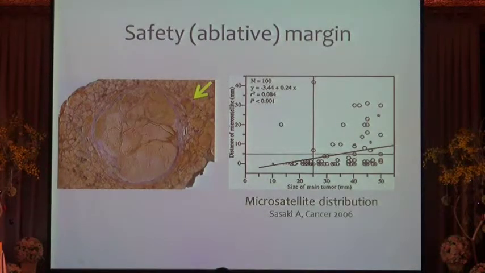But there are some difficulties when we treat HCC by RF ablation. This slide shows the microsatellite distribution around the main tumor. If the tumor size is 3 cm, almost all satellite lesions are within 5 mm from the main tumor. So we have to create an ablative margin of at least 5 mm from the main tumor.